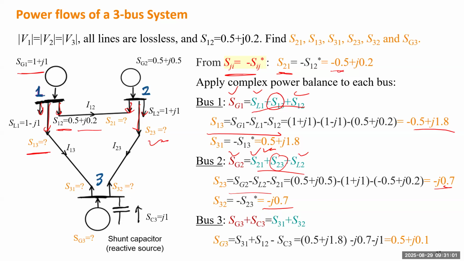Okay, so it's done. We first proved this equation, then we applied this equation together with complex power balance to finish the calculation of power flow. So in section number 6, we'll work on a similar system, but in more general conditions. We'll have both resistance and reactance in each line, and the voltages may be different.